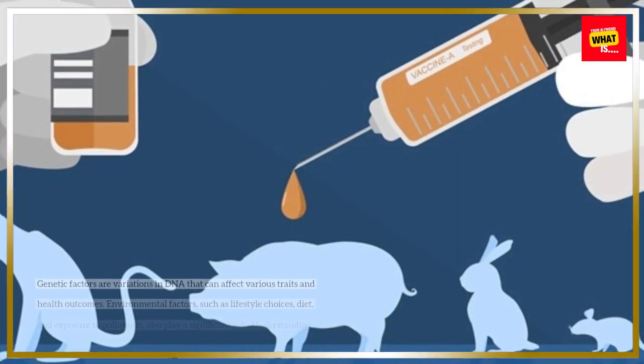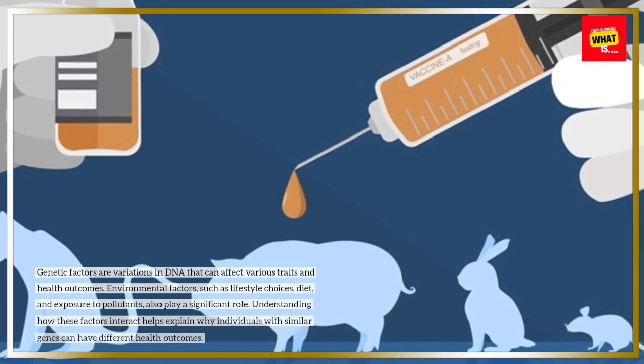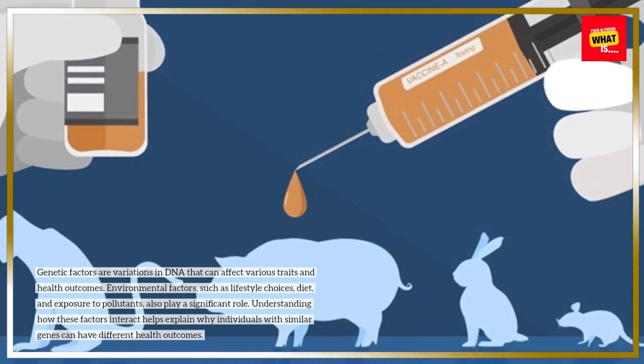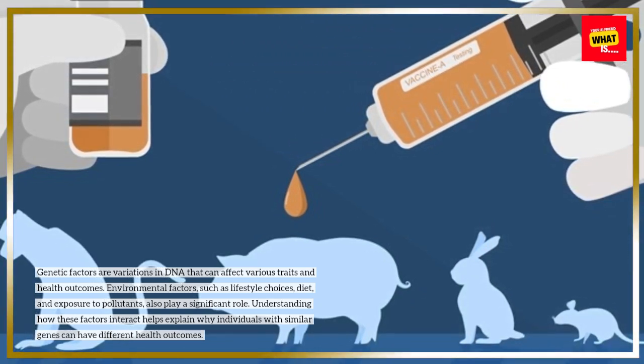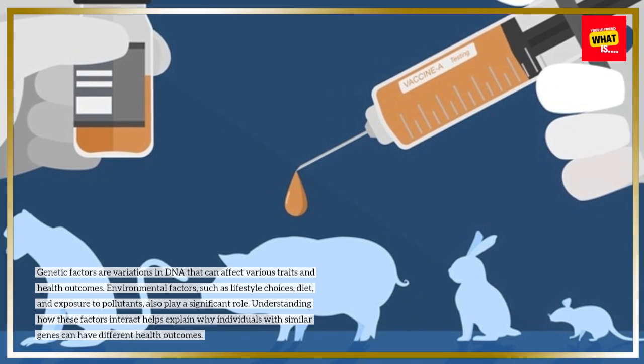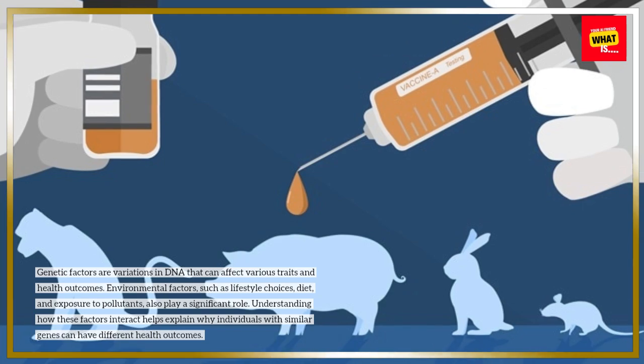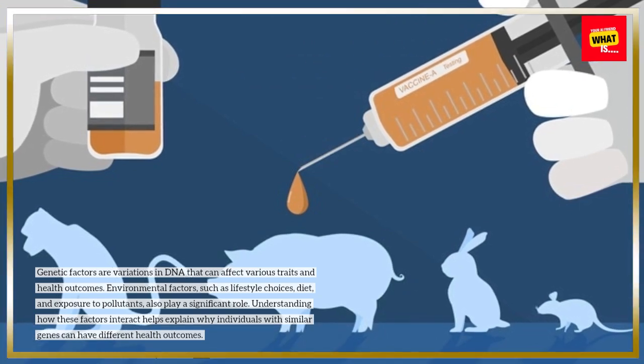Genetic and environmental influences. Genetic factors are variations in DNA that can affect various traits and health outcomes. Environmental factors, such as lifestyle choices, diet, and exposure to pollutants, also play a significant role. Understanding how these factors interact helps explain why individuals with similar genes can have different health outcomes.